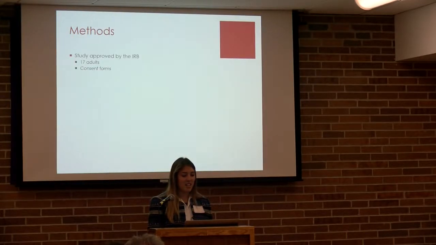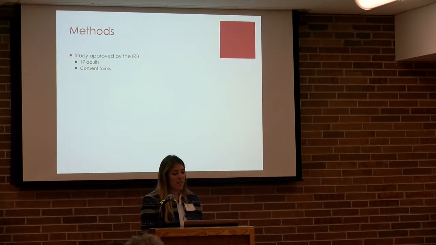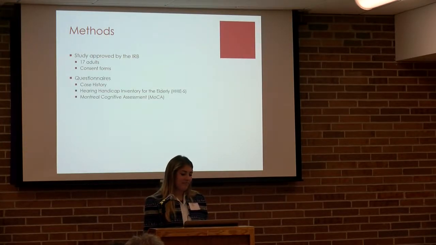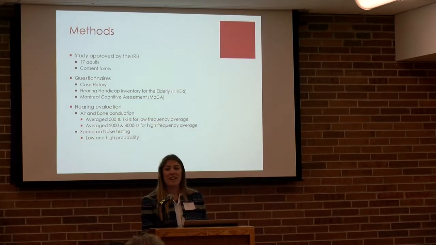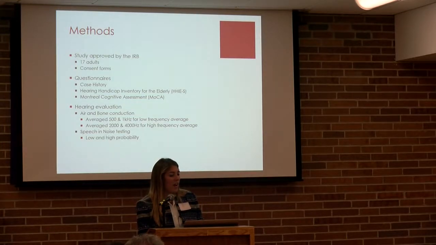So for my methods, this study was approved by the IRB. We had 17 older adults, and they all filled out a consent form. For the questionnaires, they filled out a full case history, a Hearing Handicap Inventory for the Elderly, and then the Montreal Cognitive Assessment. So we screened to make sure that they had normal cognition for this portion. We did a full hearing evaluation with air and bone. And then for the results, we just averaged what we got for each ear for 500 and 1,000 to be the low frequency average and 2,000 and 4,000 to be the high frequency average. And we did speech and noise testing.